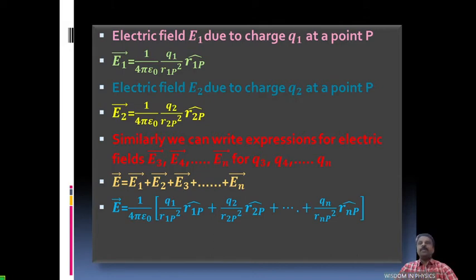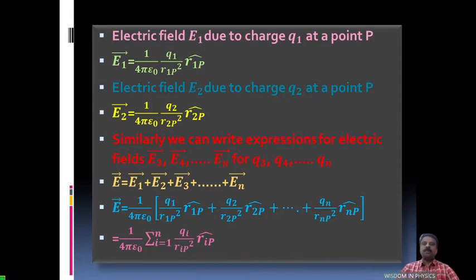Now you sum up all the quantities, and the common term is 1/(4πε₀). Then you add all the quantities: Q1/R1P² R1P cap plus Q2/R2P² R2P cap plus etc., plus Qn/RnP² RnP cap. This is the net electric field for us.